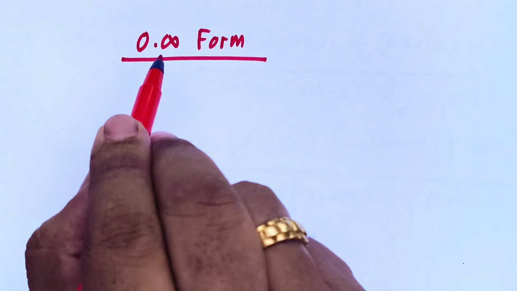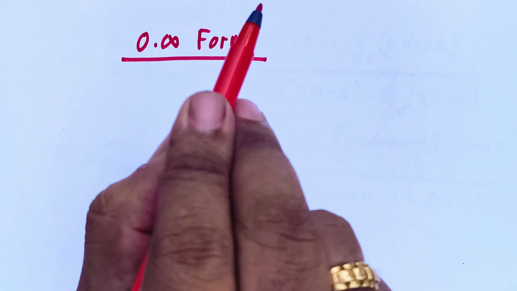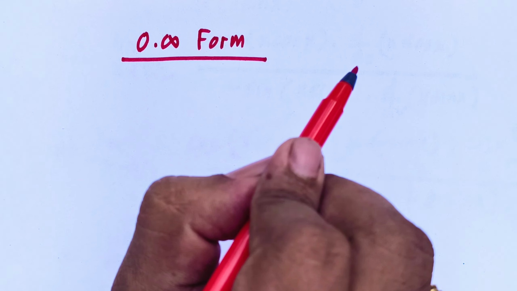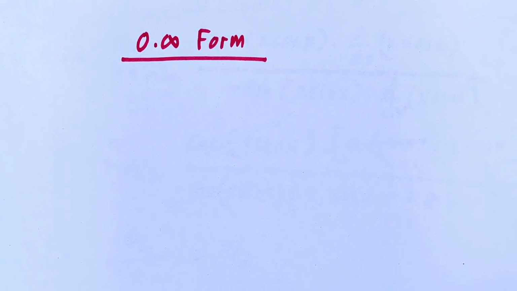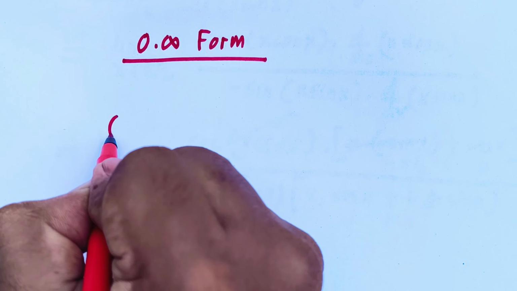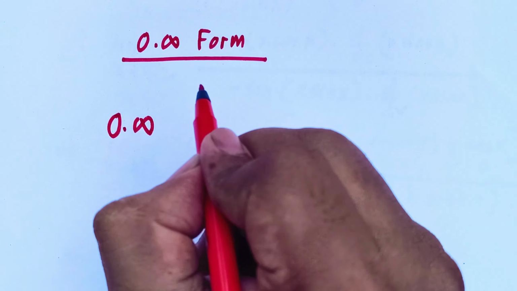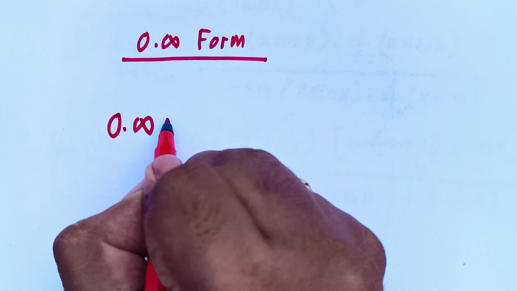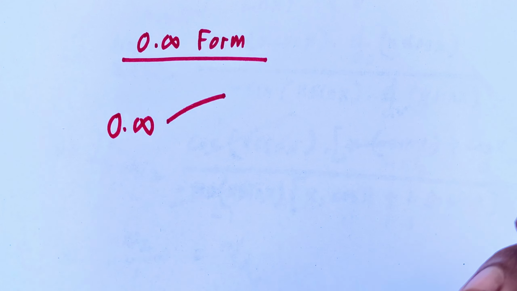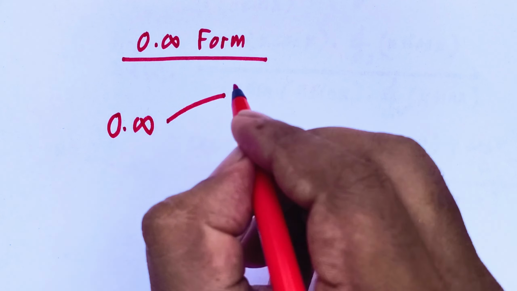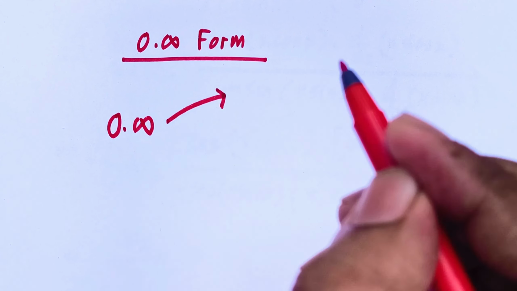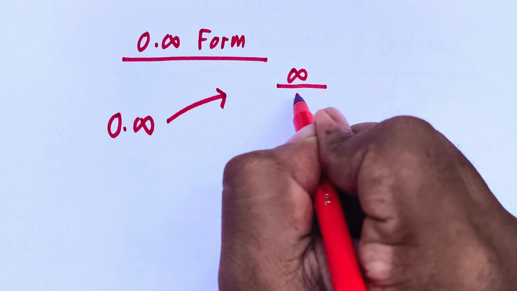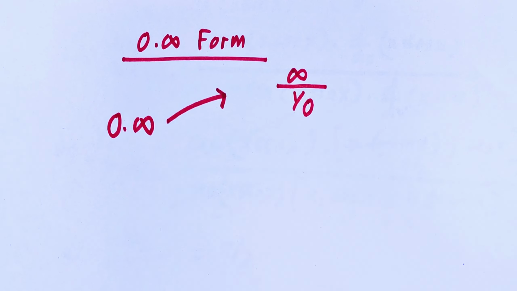Here you can't apply L'Hopital's rule directly, because for L'Hopital's rule your limit must be in 0 over 0 form or infinity over infinity form. But here we have 0 times infinity. Here you have to do a simple trick. See, 0 times infinity, if a limit is in this form, it can be converted to either 0 over 0 or infinity over infinity. In this way, you can take 0 to the bottom by this rule.